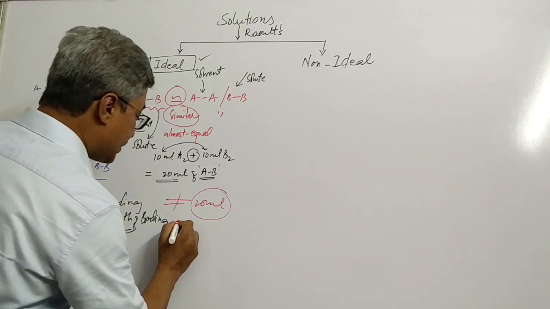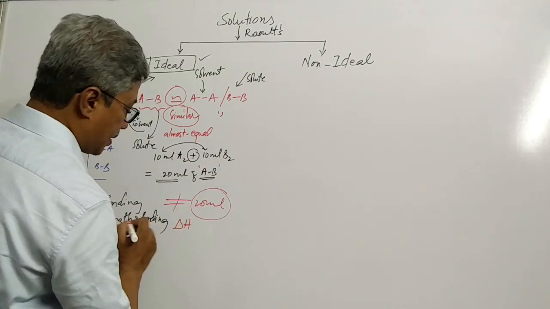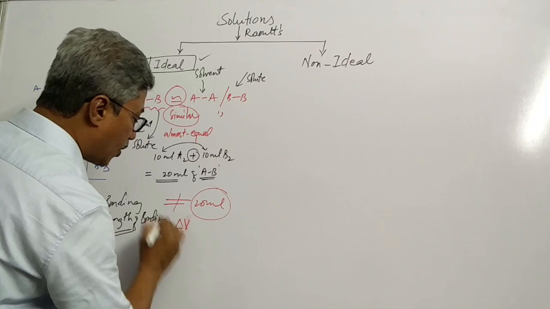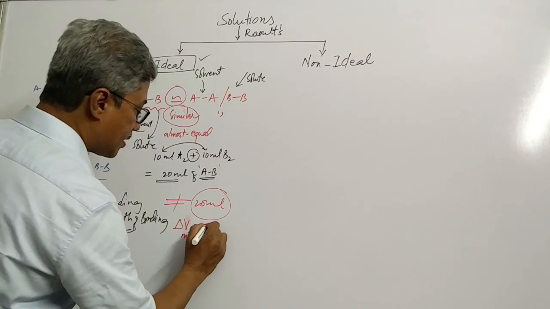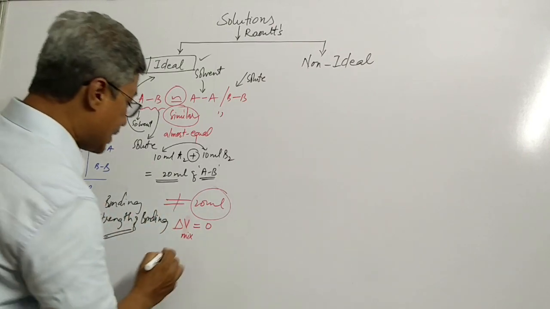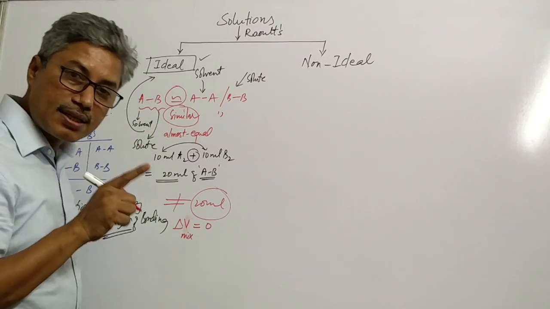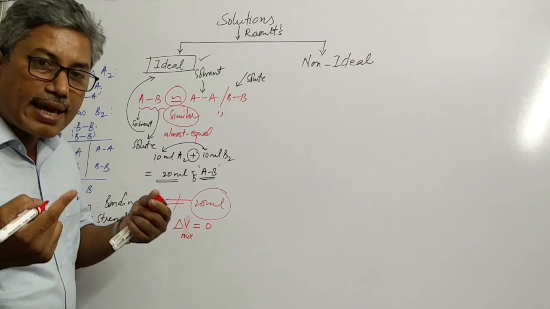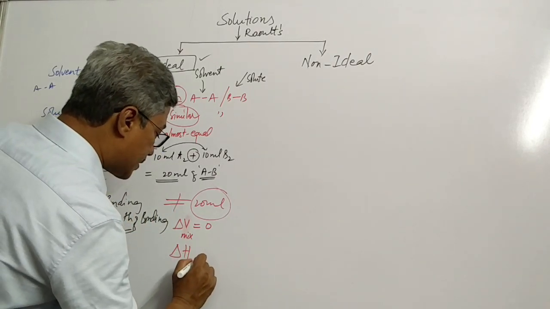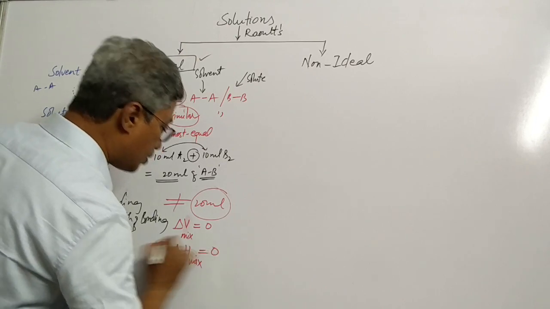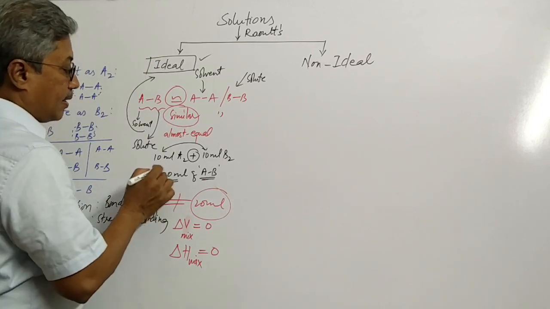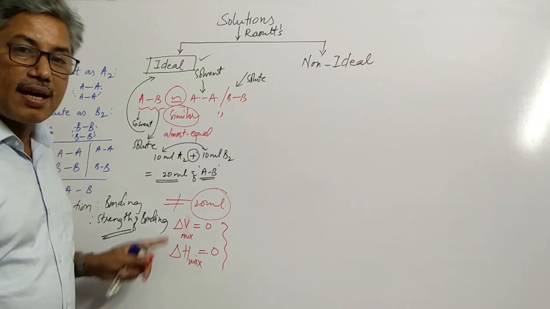In this case, what we say is delta H, no, not delta H, delta V, change in volume upon mixing is 0. Delta V, that is change in volume upon mixing, is 0. Similarly, as the bond strengths are similar, there is no absorption of energy nor release of energy. It means that delta H mixing is also equal to 0. Are you noticing, students? These are the important characteristic properties of the ideal solutions.